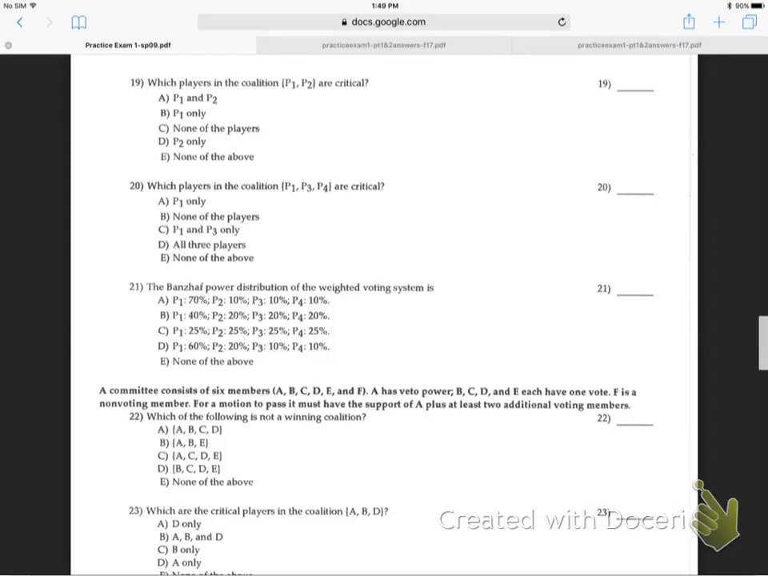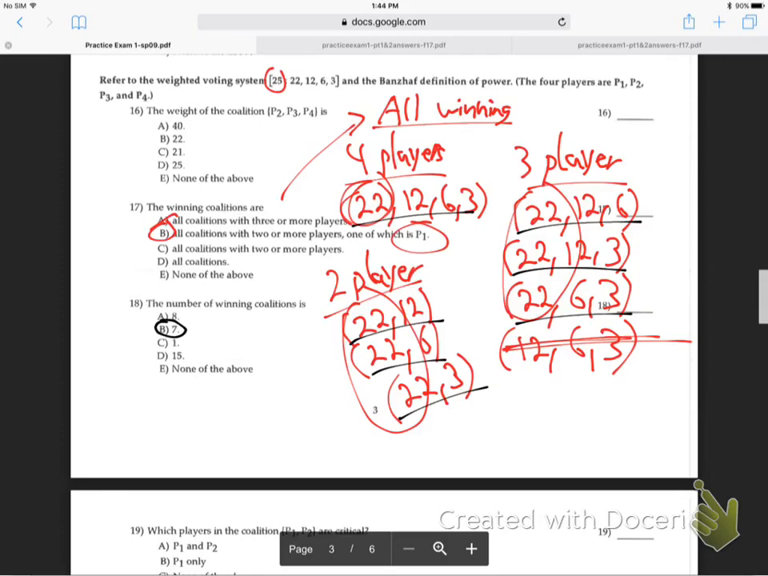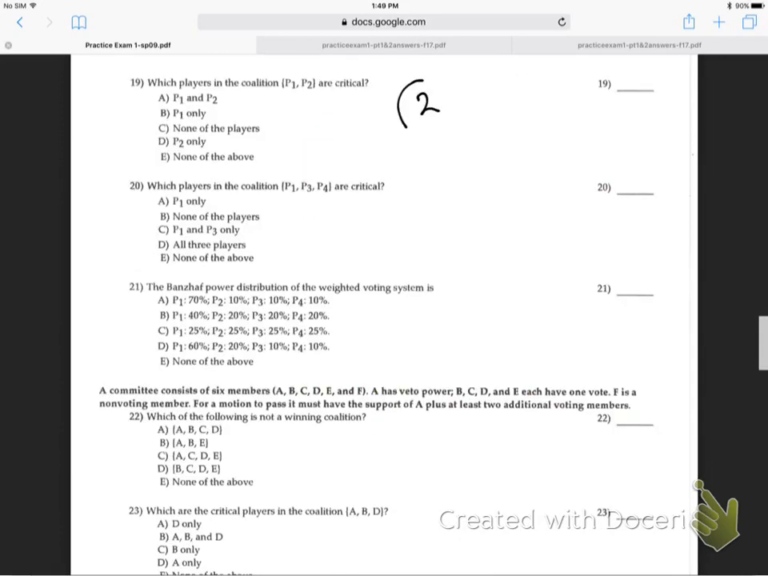So number 19. Which players in the coalition are critical? So, player 1, player 2, what's that? That's the 22, the player 1, player 2 are the 22-12. So in the 22-12, remember it takes 25 to win anything. Which players are critical there?